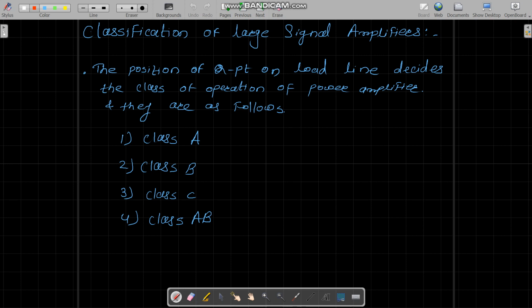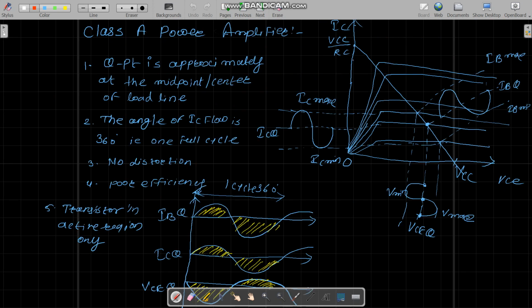In today's class, we are going to see what the different types of power amplifier are and on what basis we have classified those types of power amplifier. We know that the position of the operating point, the Q point, on the load line decides the class of operation of the power amplifiers. They are Class A, Class B, Class C, and Class AB power amplifiers. So let us see all these power amplifiers one by one.